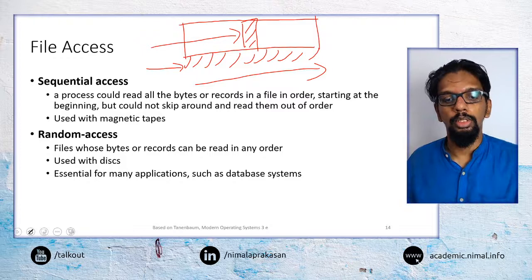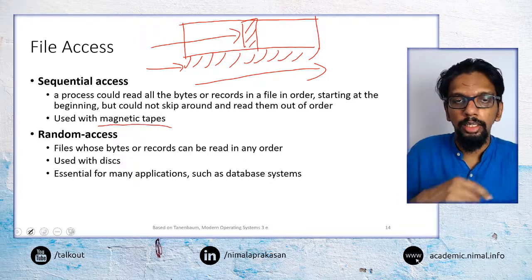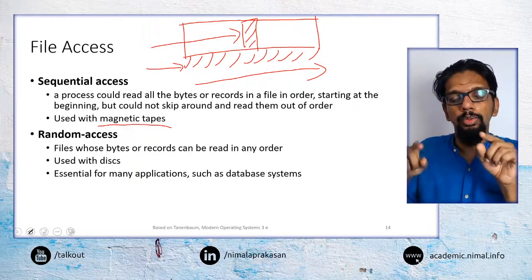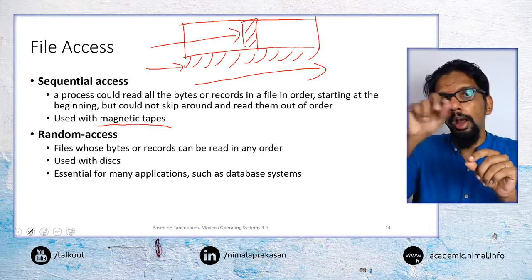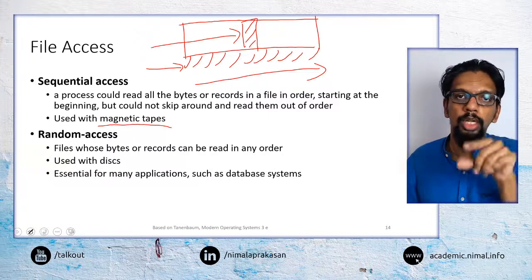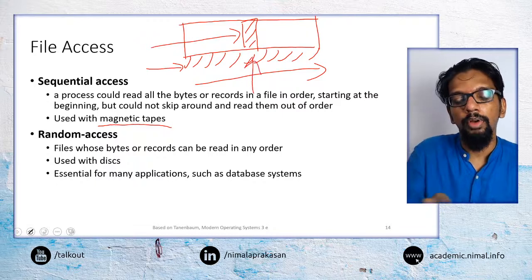This is normally what would happen in magnetic tape. If we store some information in a magnetic tape, you have to start from the beginning of the tape and play the tape and go to the part where the file is, and then you can read it. So the tape has to rotate and move to the particular position where a particular file is located.